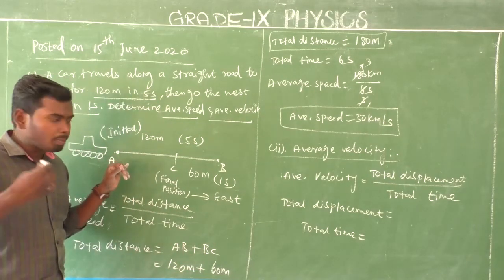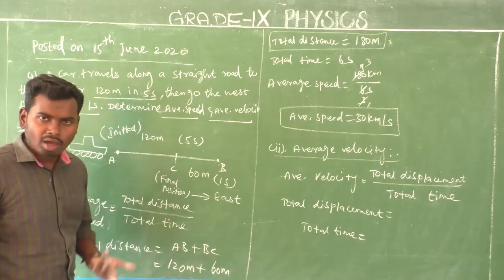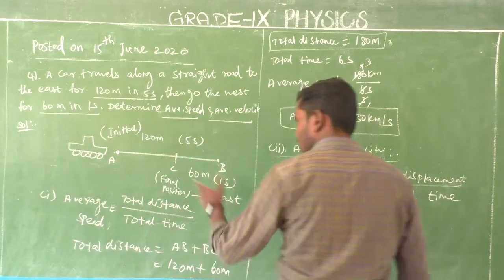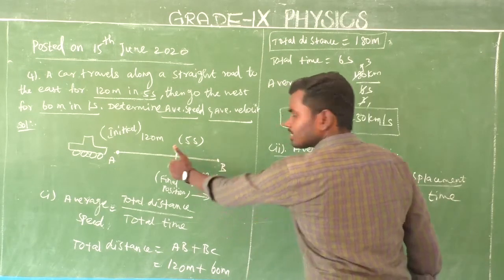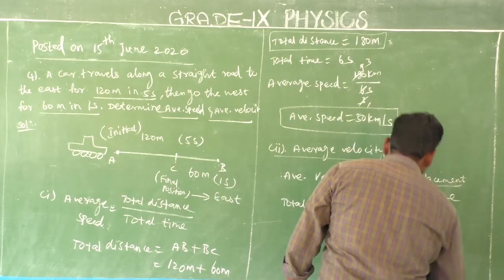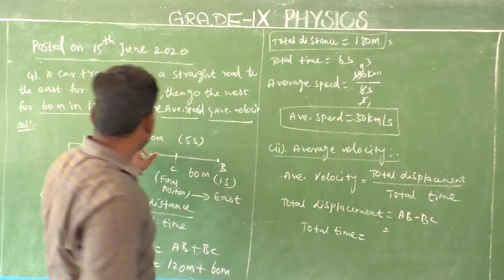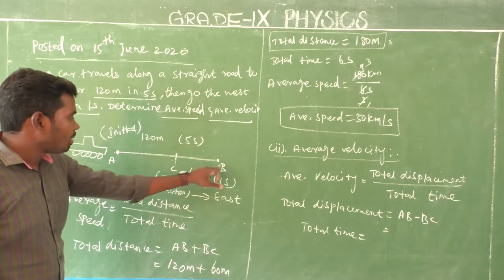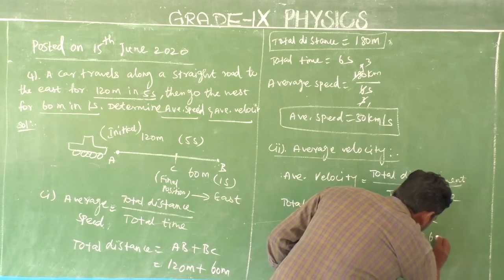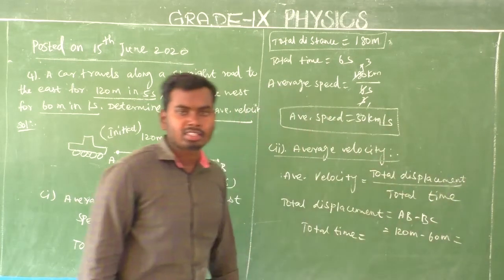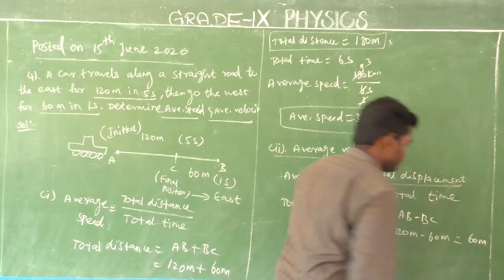So if we subtract the value of BC from AB, we can get the AC value. Yes. So total displacement is equal to AB minus BC, which is equal to how much? AB value is 120 meters and BC value is 60 meters. So 120 meters minus 60 meters is equal to 60 meters. Is it clear?